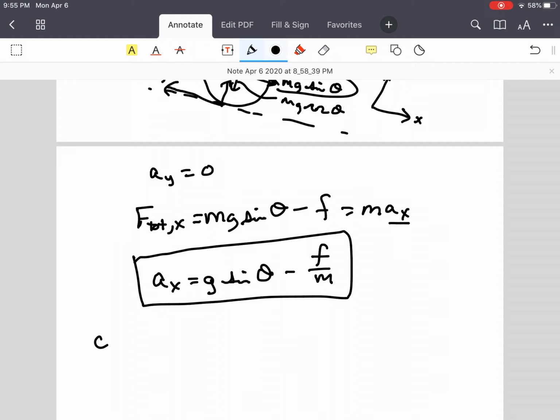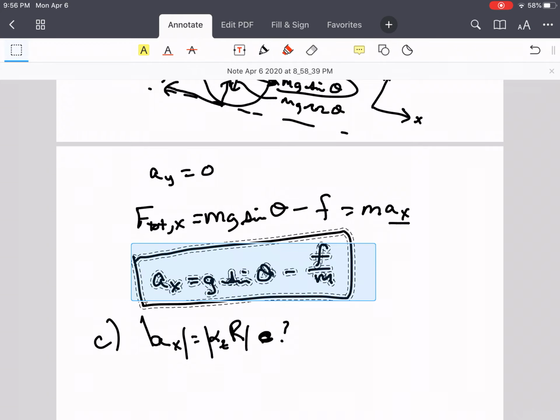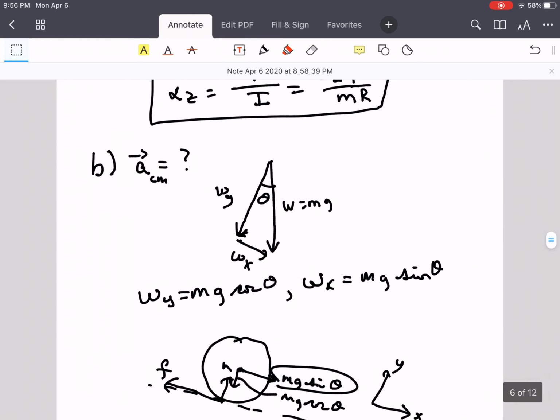So the final part of the problem asks, is acceleration equal to alpha times r? I told you under certain circumstances, it will be the case that at least the magnitude of acceleration is equal to alpha times r. However, this is not one of those cases. You can convince yourself of this pretty straightforwardly. So here's my acceleration. I'm just going to copy that. Here's my alpha.